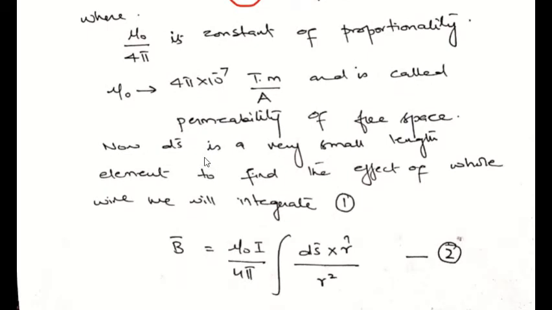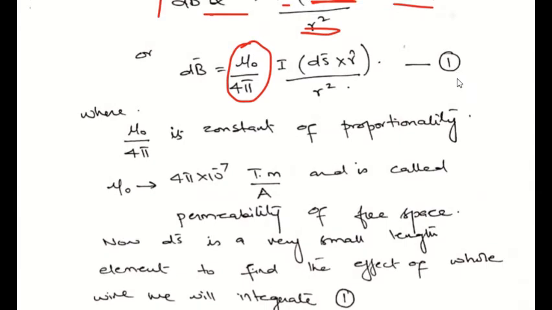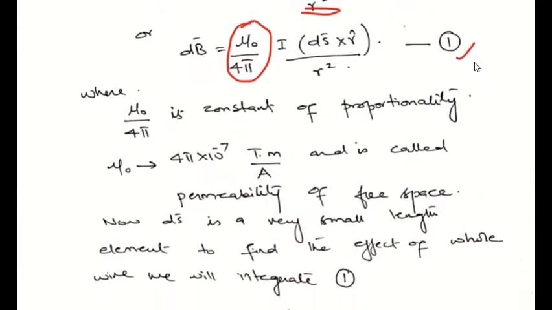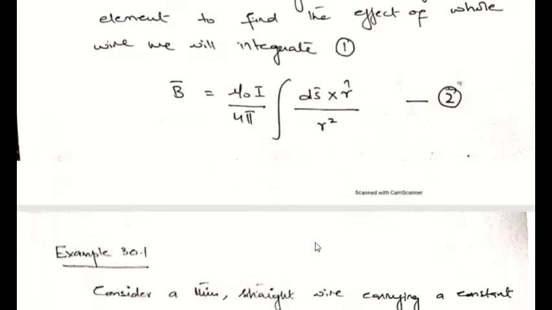Now ds is a very small length element. To find the effect of a whole wire in producing the magnetic field, we have to integrate equation number 1, that is this equation over here. So if we integrate it, we get the total magnetic field, that is B is equal to mu naught I over 4 pi integral of ds cross unit vector r over r squared.